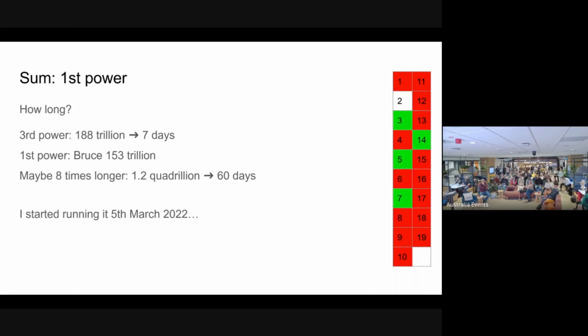So the third power that I got just before, it was 188 trillion, took about 7 days. The one that Bruce has just found for the first power, it's a similar order. And when you look at the numbers for the first power and see how much bigger is each solution from the next one, it's about 8 times bigger. So I'm thinking, okay, it's going to be about 8 times bigger. It's going to be about the 1.2 quadrillionth prime number. So if you multiply that out, it'll probably take about 60 days. So I'll stop taking back all the other numbers. I'll just spend my 60 days to get back the first power. So I started running that on the 5th of March, 2022.